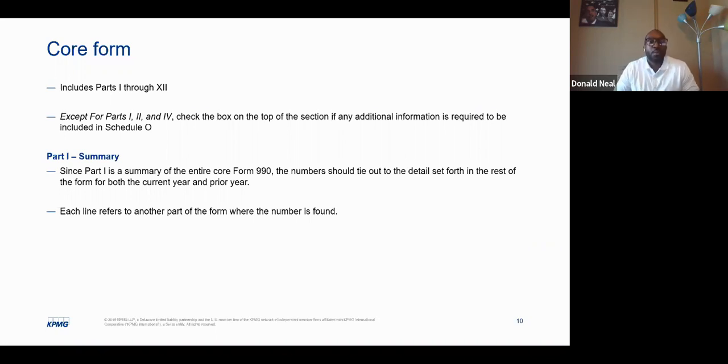As we talk about Part 1, it is basically just the summary of the entire core of the 990. The numbers should tie out to the details set forth in the rest of the form. So for example, if I'm looking at the revenue section of Part 1, those numbers are basically pulling from Part 8 of the return, in regards to your revenue and information that was inputted in that particular section. Each line in Part 1 refers to another part of the form where the numbers are found.